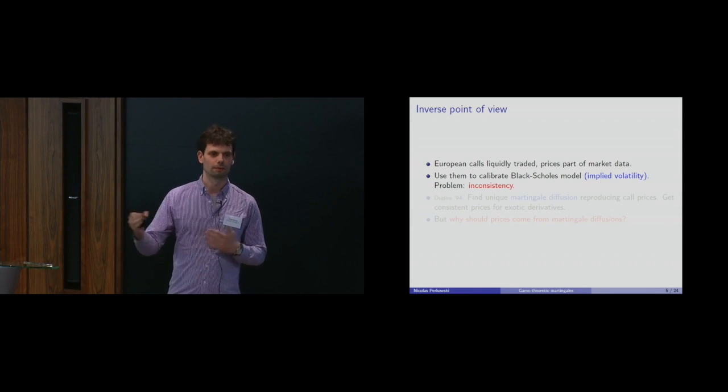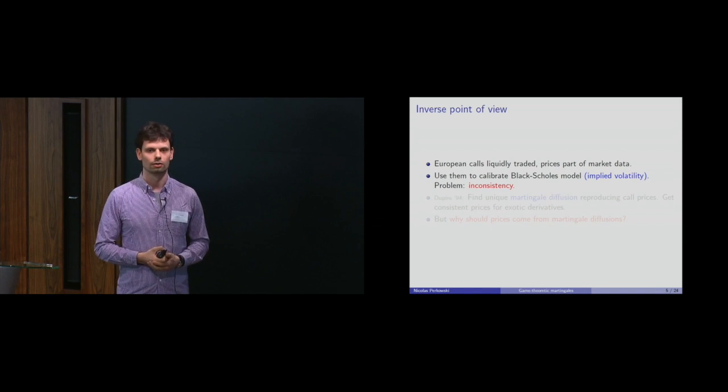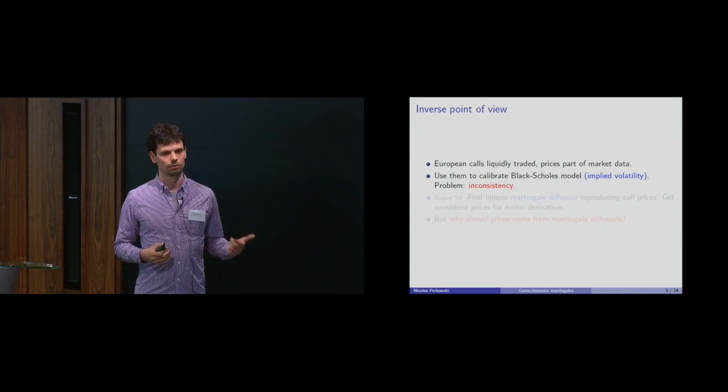But of course, then you apply this, you have several prices for call options in the market, and you get this volatility smile because they're actually not consistent. So the implied volatility is not always the same. So you cannot extract a model from that.